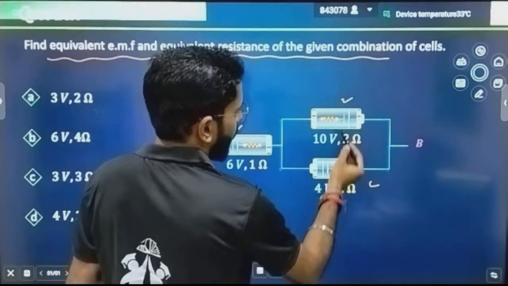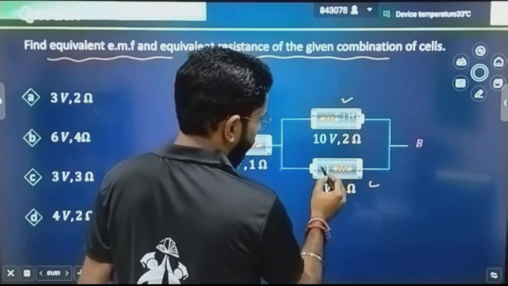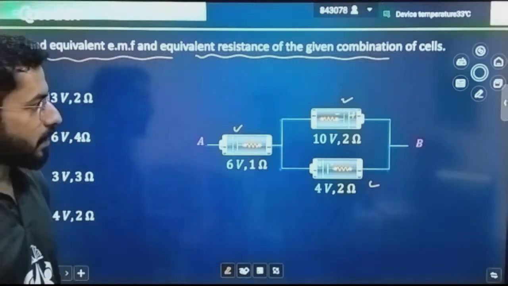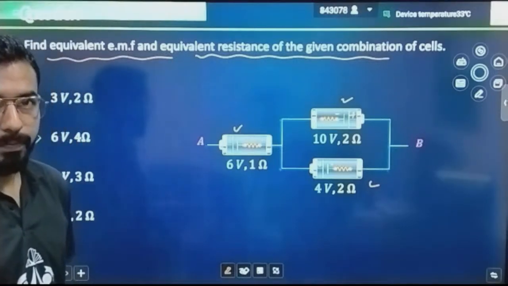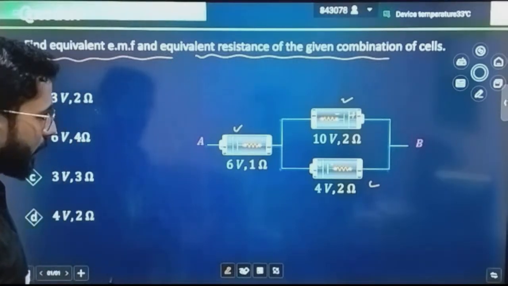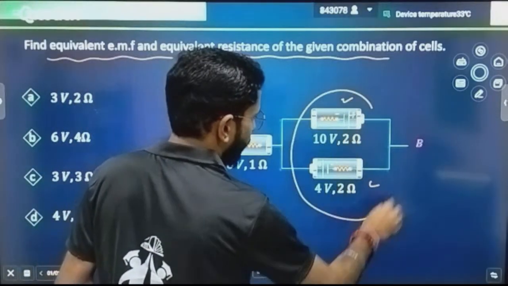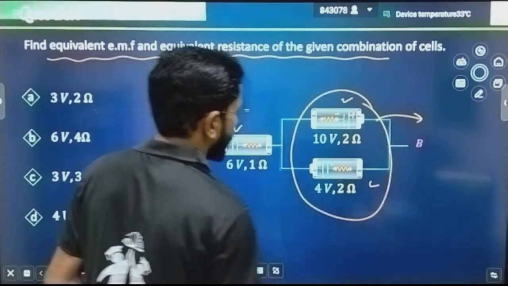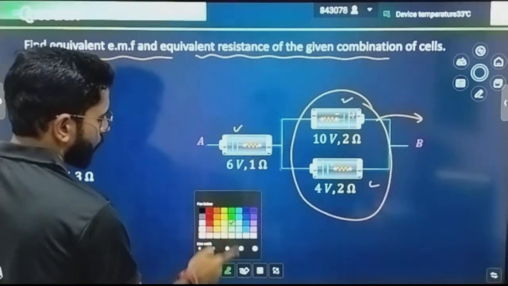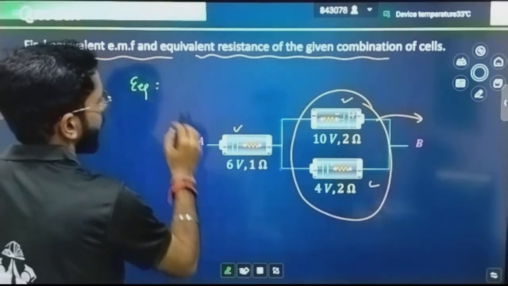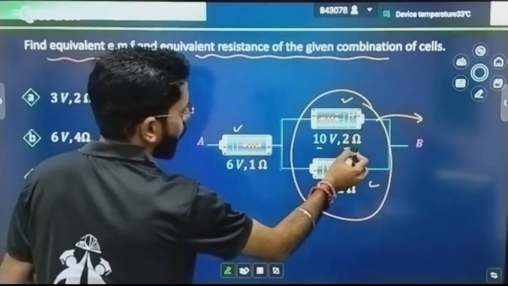Now check the polarity. Here it is negative positive, and here it is positive negative. That means there is a change in polarity here, so be careful about that, correct? So let's firstly solve this parallel combination and see what effective circuit I can draw for it. So what is the formula? Let's put in the formula. E equivalent I will be writing E1 by R1.